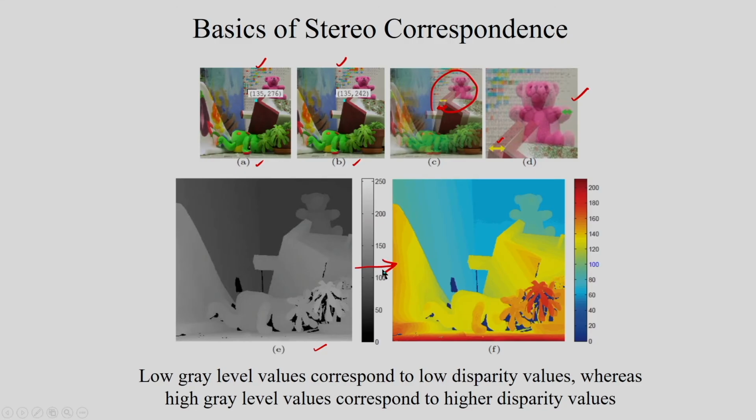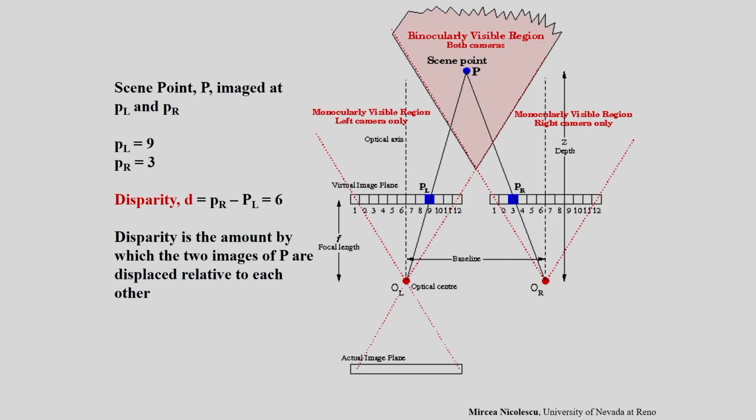The same thing I have shown here in the color map, showing the disparity values. In this figure I have shown again the same concept. This portion is binocularly visible, that means it is visible from both the cameras. I have two cameras, the left camera with this projection center and the right camera with this projection center. If I consider this portion or this portion, that is monocularly visible. And I have the image planes, the virtual image plane, this is the left image plane and this is the right image plane. Corresponding to the scene point P, what is the value in the left image and what is the value in the right image?